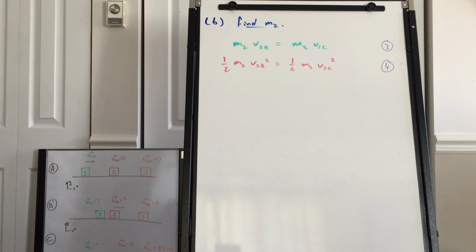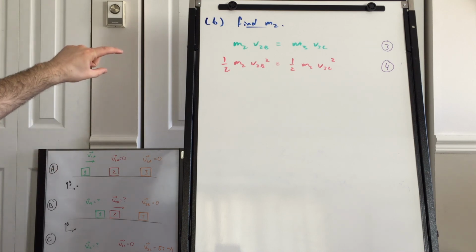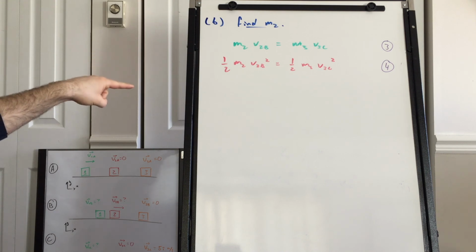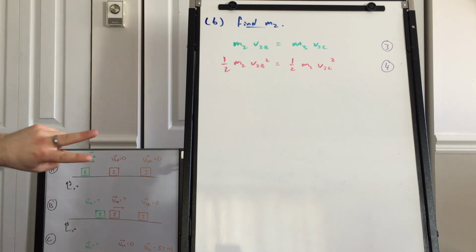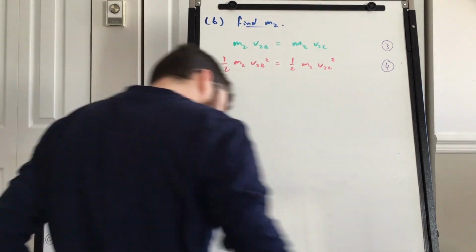I can solve for v2B or for m2. My plan is to solve for one of those two variables and plug it into the other equation to then solve. We have a system of two equations with two variables, so it's relatively simple. Here we just do a bit of algebra to find what we need.